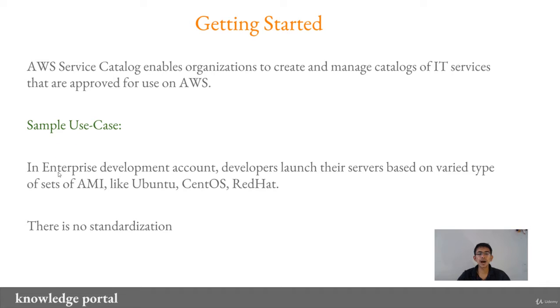So let's say you are working as a DevOps engineer or a solutions architect in an enterprise. You will typically see that there are a lot of developers, and developers would need EC2 instances to do their development and testing. If you give them full access, they will launch their EC2 instances based on various types. Someone will launch Ubuntu, someone will launch CentOS, someone will even launch Red Hat.